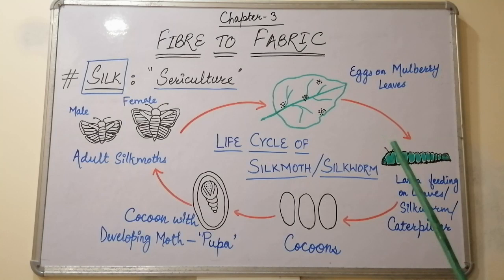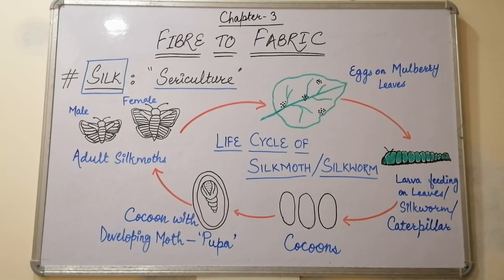These eggs go on feeding on the mulberry leaves and they become larvae. You can see the larva feeding on leaves. These larvae are also known as silkworm or caterpillar. Caterpillar is the animal that you must have seen many times in cartoons and in real life also. So these caterpillars are nothing but the larvae of silk moths, or they are also known as silkworms.